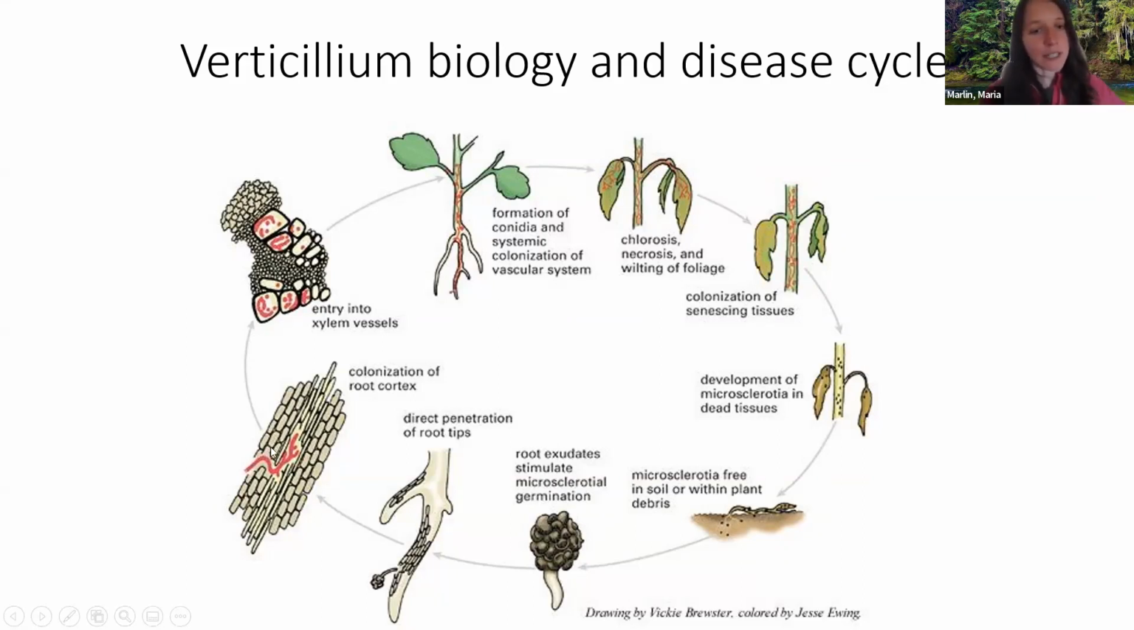And it's going to penetrate the root tip, and it's going to start growing throughout all the roots, and eventually it's going to make its way into the xylem. And through there, it's going to basically colonize the entire vascular system of the plant. And it's going to form conidia, and it's going to grow all throughout the stem and the leaves. And this is going to start causing symptoms. We'll go into symptoms in a second. But it's just going to continue to grow and grow. And as the host dies, it's going to start to form those really, really hardy microsclerotia. And that's how it survives until the next growing season.